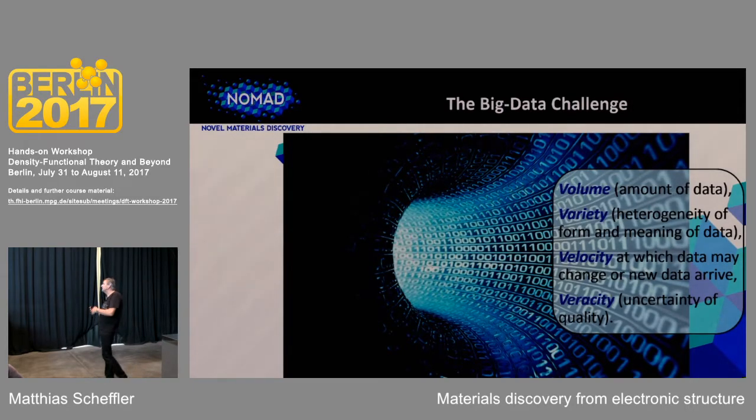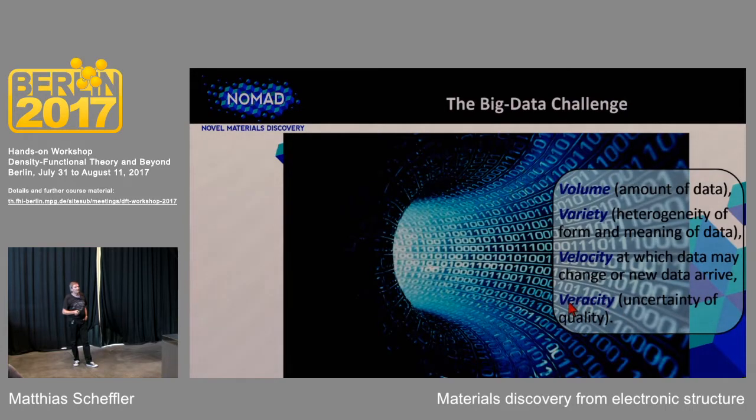So making a conversion from the original data to this code-independent form, to fight this variety, was a big effort, but this we have done. So now we are happy with this. Velocity, the speed at which data may change or new data arrive, is not really a big problem, because our calculations usually take several thousand CPU hours, and so not too many things come in at the same time.